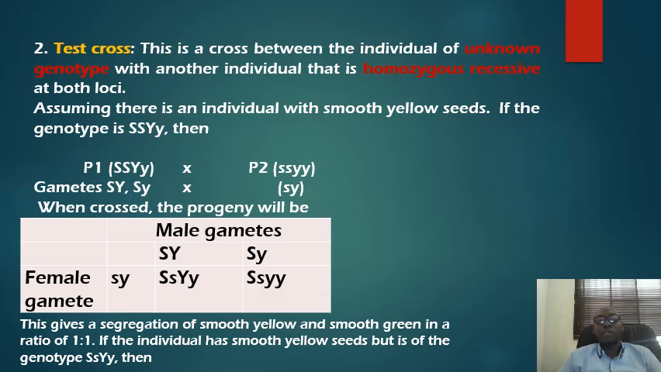Now for the test cross, it is a cross between the individual of unknown genotype which you are looking for. You want to identify that genotype, with another individual that is homozygous recessive at both loci, on both chromosomes. Let's assume there's an individual with smooth yellow seeds with a genotype capital S, capital S, capital Y, small y. Then for parental cross, you're going to have that genotype capital S, capital S, capital Y, small y, being crossed with the homozygous recessive.